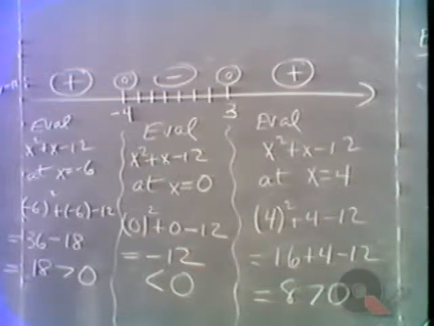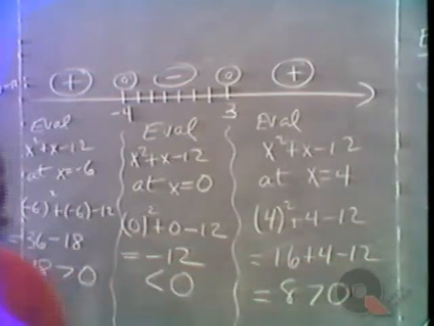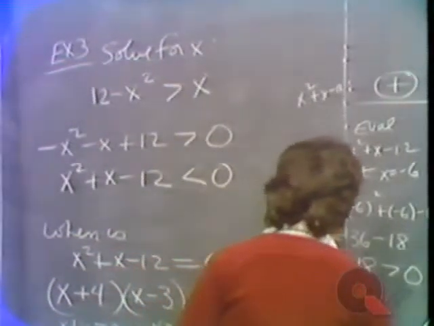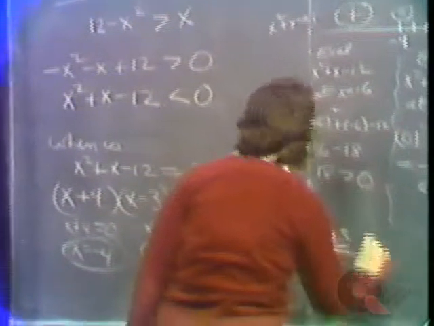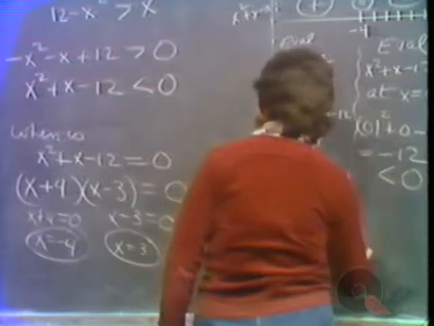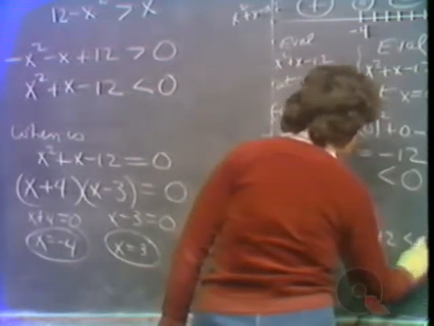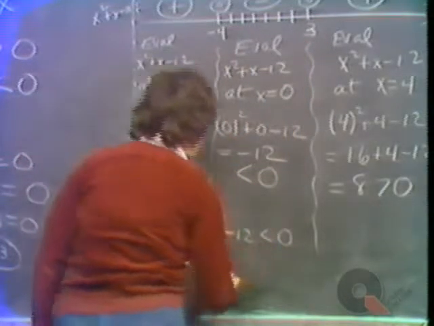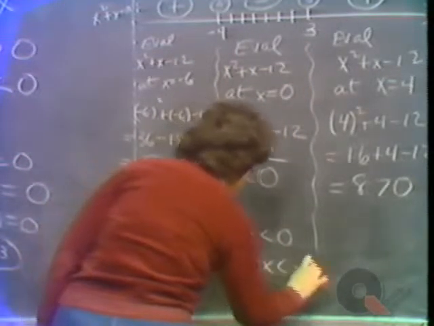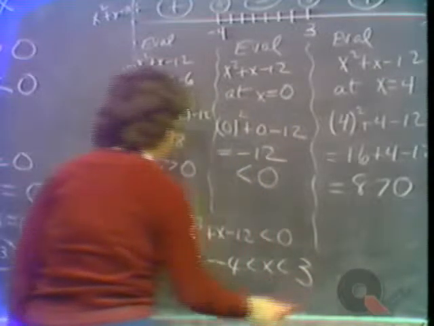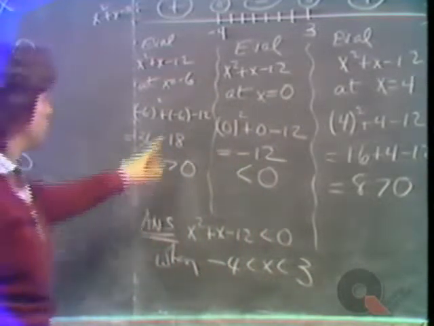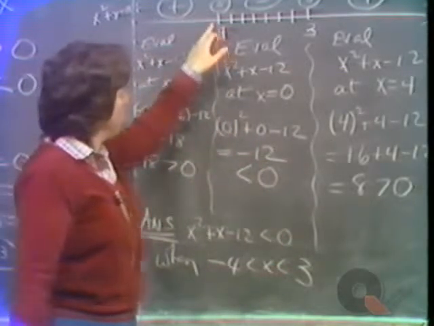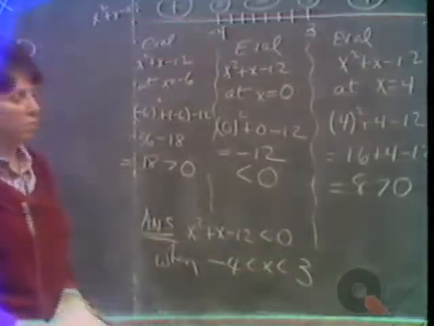Okay, so now we know what happens to this expression as we go through the number line. The question was, when is this expression negative? So our answer is x squared plus x minus 12 is less than 0 when x is between minus 4 and plus 3. For all x between minus 4 and 3, but not including the endpoints, because it just said when is it negative, not when is it 0. It is negative between these two values where it's 0.